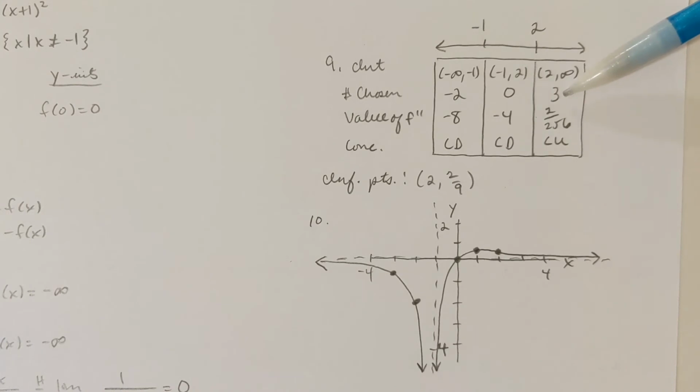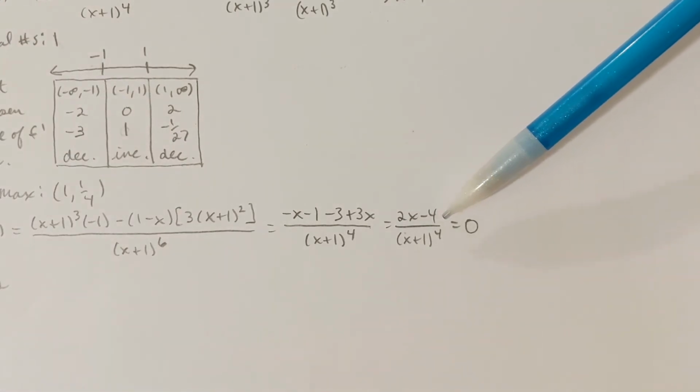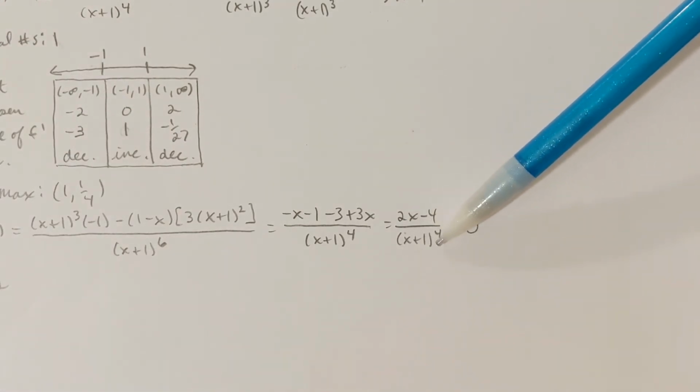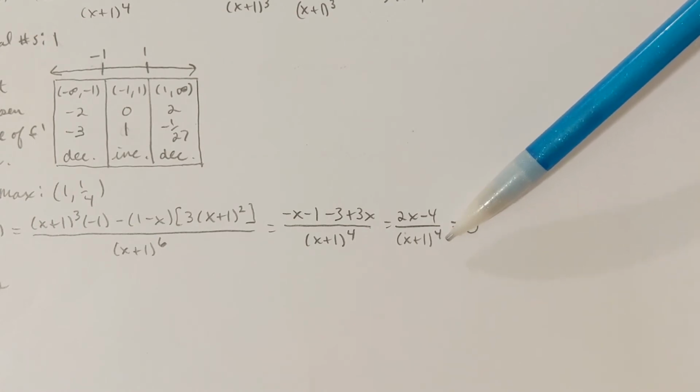And then we'll use 3 as a test value for the third interval. If I plug in 3, I'm going to have 2 times 3 is 6, minus 4 is 2, divided by 4 to the 4th, which is 256.